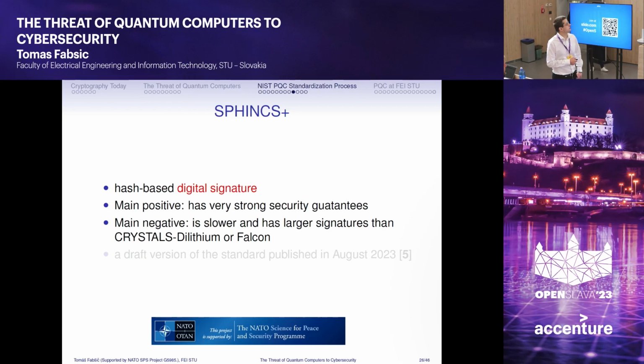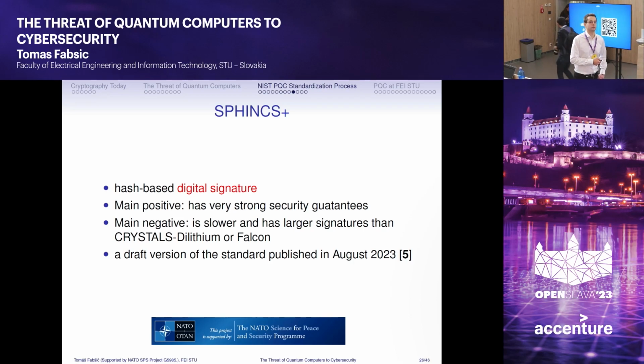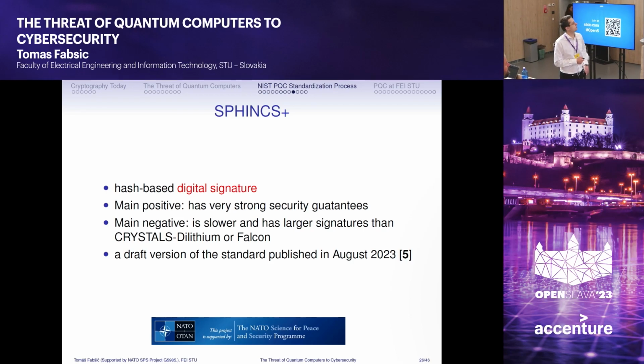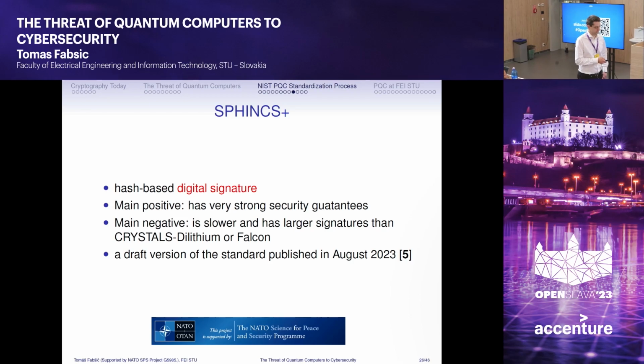It produces larger signatures, but it's basically a very conservative choice for a digital signature algorithm. It's something which people really trust is secure, but it doesn't have as good performance as Crystal Dilithium and Falcon. There are more questions about the security of Crystal Dilithium and Falcon than there are about Sphincs Plus. So the draft version of Sphincs Plus is available. It was published in August 2023. It's a draft version of the standard for Sphincs Plus. It was published by NIST at the same time as the draft versions of the standards for Dilithium and Kyber.